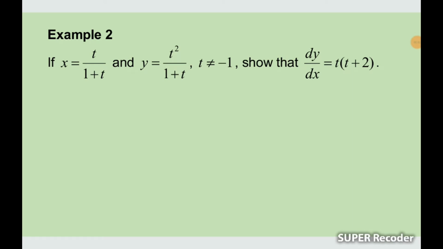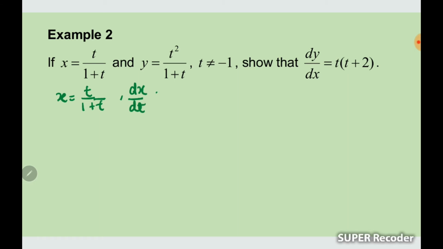Example 2. If x is a function in terms of t, where x equals t over 1 plus t and y equals t squared over 1 plus t, t is not equal to negative 1, show that dy/dx equals t multiplied with t plus 2. So to solve this, we need to write again what is x in terms of t. x equals t over 1 plus t. Then differentiate x with respect to t, you will get dx/dt.